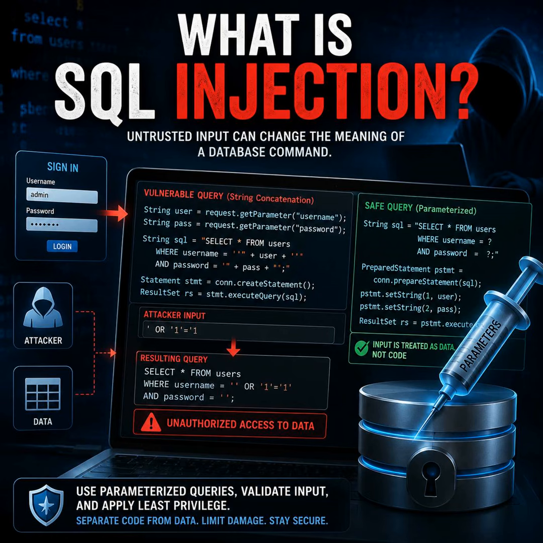The database is not necessarily malfunctioning. It may be executing exactly the command it received. The failure occurred earlier, when the application allowed an untrusted value to participate in creating the command itself. Understanding that sequence prevents a common mistake, which is treating injection as an obscure database flaw rather than a predictable consequence of unsafe application logic.